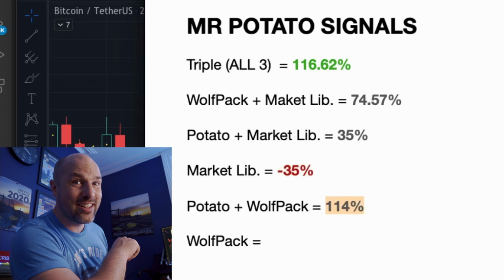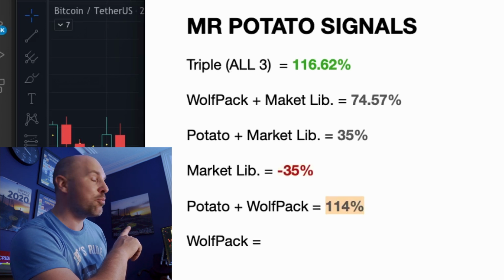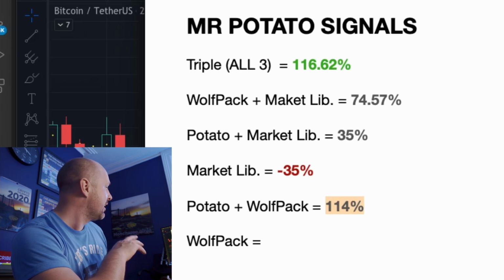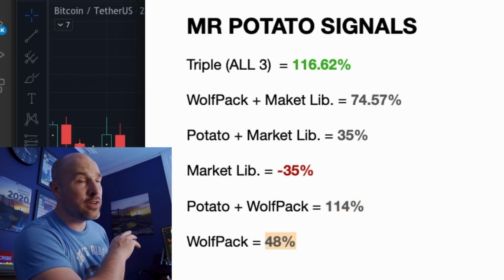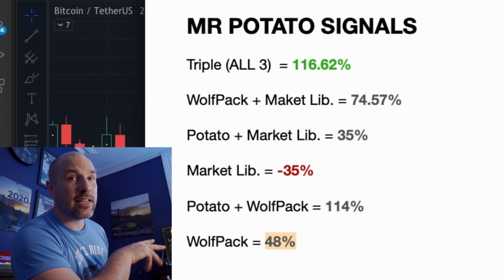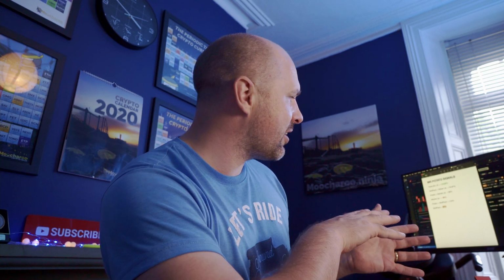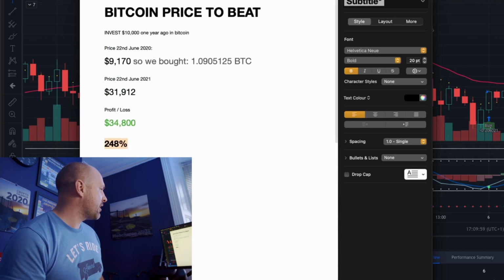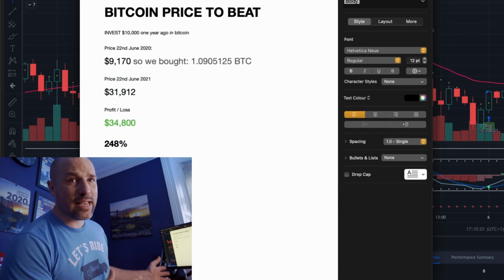Yes, it's not bad. 114% there for Potato and Wolfpack, so almost as good as all three together. Wolfpack on its own will actually only get you 48%. So interesting. What we can see from that is that Mr. Potato did a fantastic job, and he's absolutely right. When you do combine all three, you do come up with the best outcome here. However, it is a long way off what you would have had just plain old hodling, 248%.